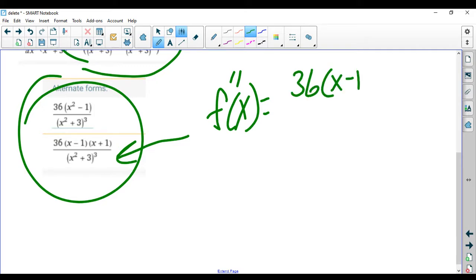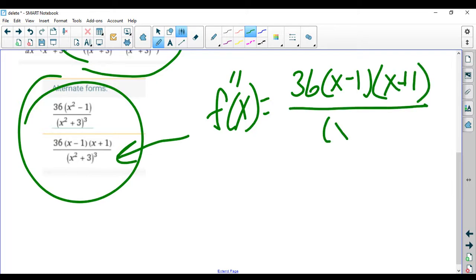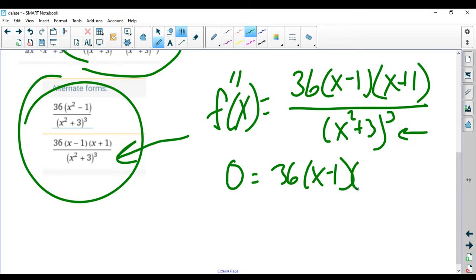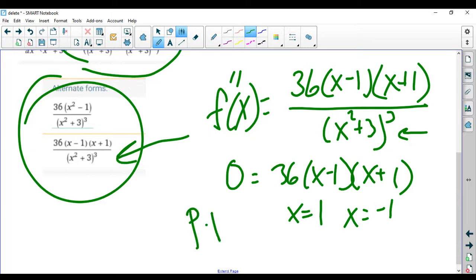And as I'm copying this down, remember, possible points of inflection are where the second derivative equals 0. So all I need to do is find out where this second derivative equals 0. The bottom, usually you don't have to worry about the bottom, so we're going to ignore that for now. But if you look at it, the bottom will never equal 0, so it doesn't matter anyhow. This fraction would equal 0 where the top equals 0, as usual. And you can see, since it's already factored, the top equals 0 at x equals 1 and x equals -1. And those are your possible points of inflection.